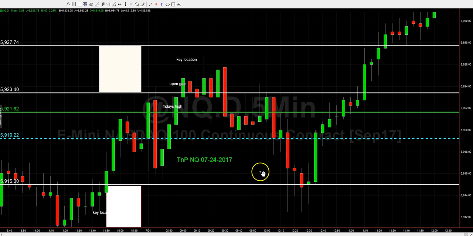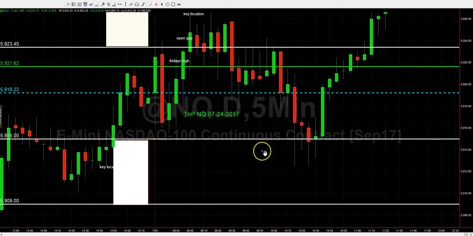Where do we rotate down to? And where are you looking for your long? First touch of the top white zone. We push into the white zone.